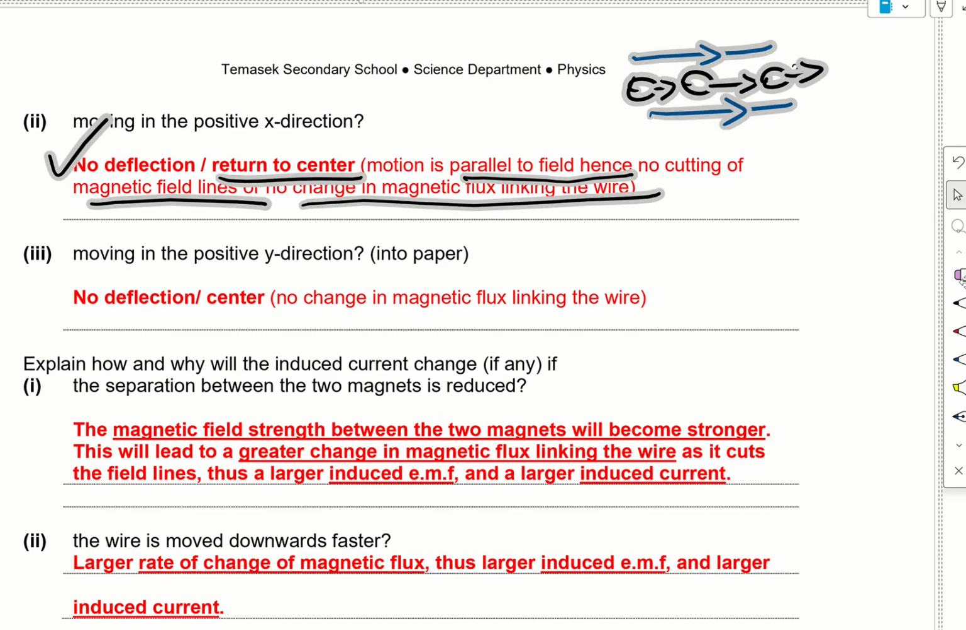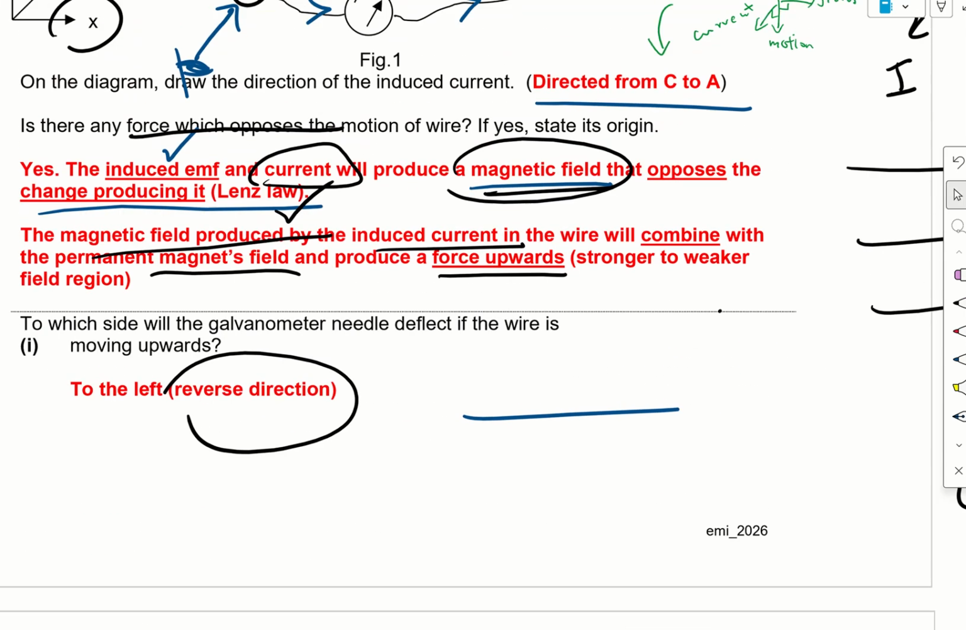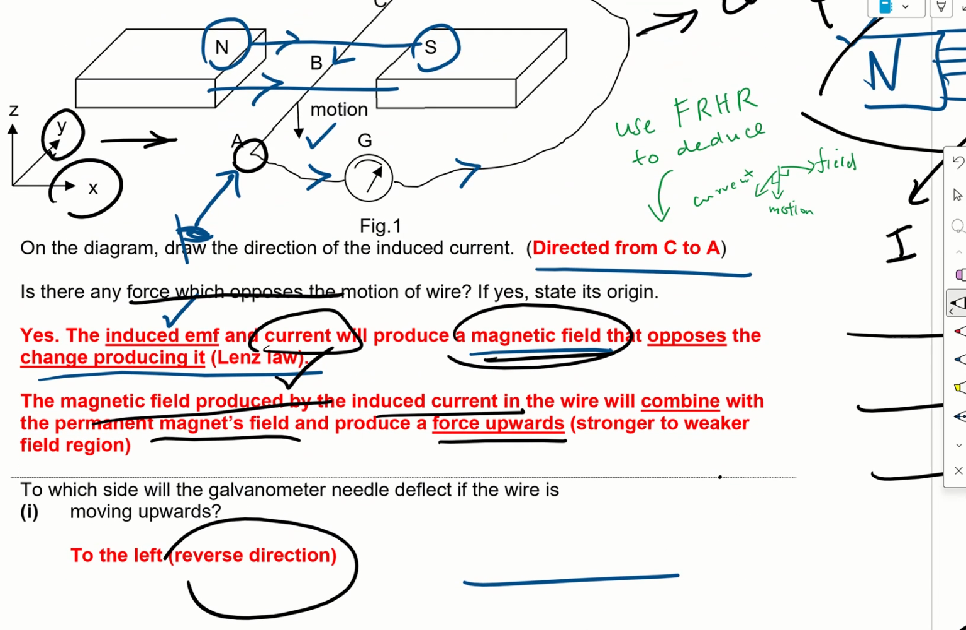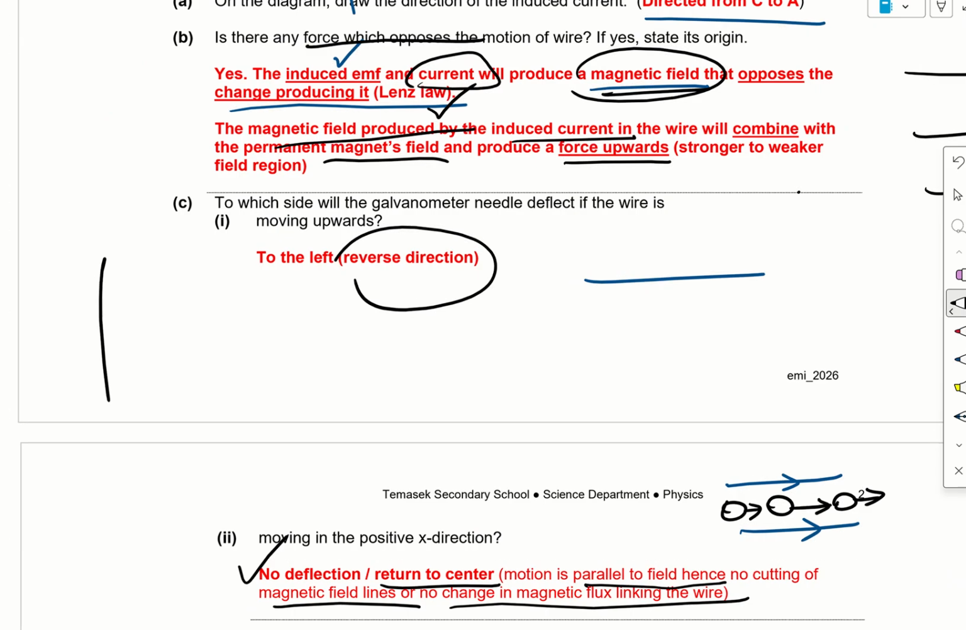How about moving in a positive y direction? Okay, so what is the y direction? Let's take a look. The y direction is actually into the page. So this is the z direction. So this is how we represent 3D. So y is actually going into the page, or if I want to do a 3D to 2D, so this is z, this is x, right?